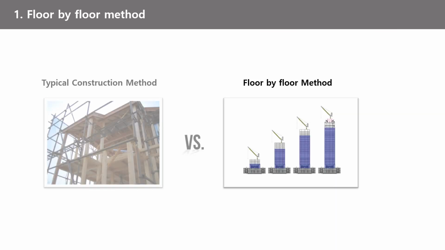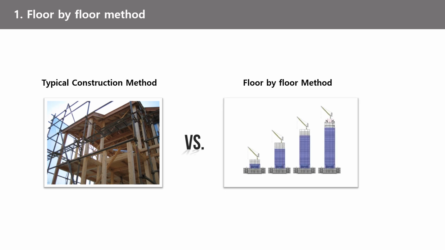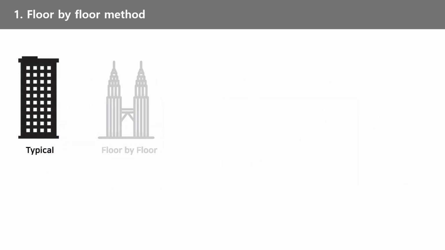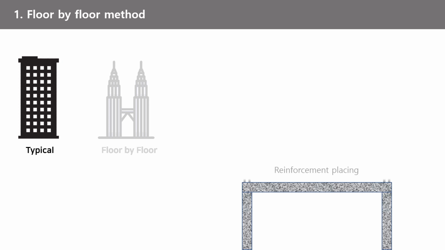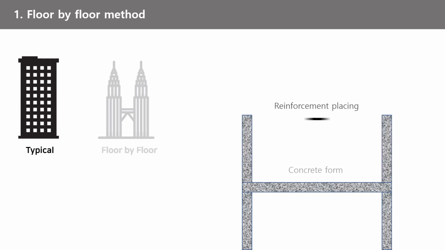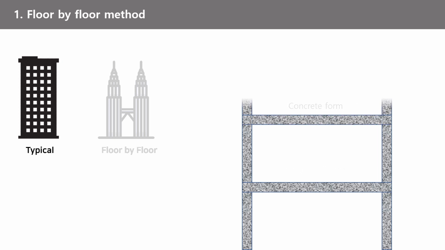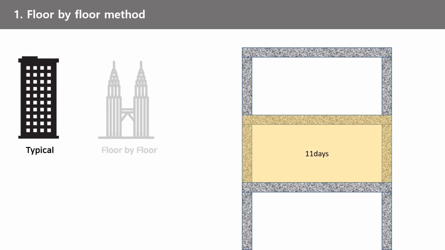The flow-by-flow method has advantages over the typical construction method, such as a faster construction period and lower construction cost. In the case of the typical construction method, rebar placement and concrete pouring proceed at the construction site. So, the average construction period of one floor is 11 days.